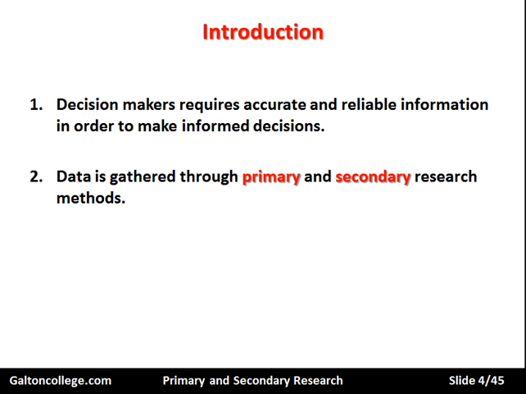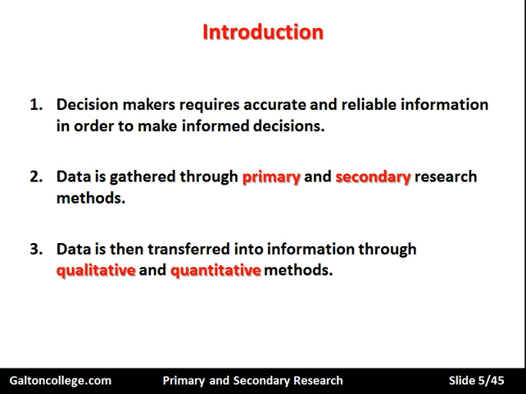Data is gathered through primary and secondary research methods, and this is what we're going to talk about here, the precise difference between primary and secondary methods. The data itself is transferred from data into information by means of qualitative and quantitative techniques.